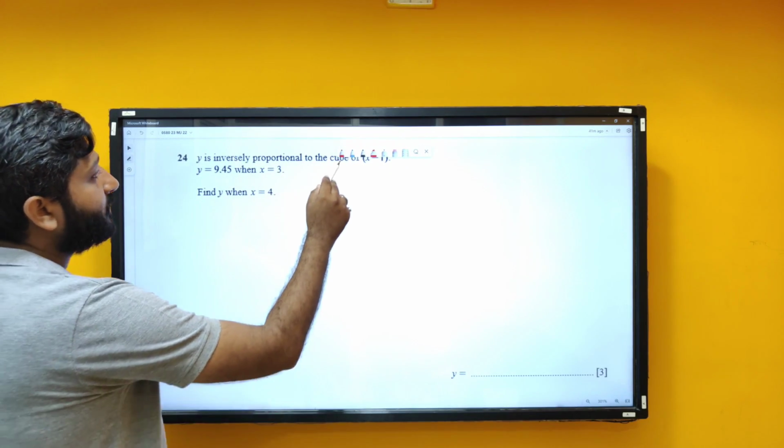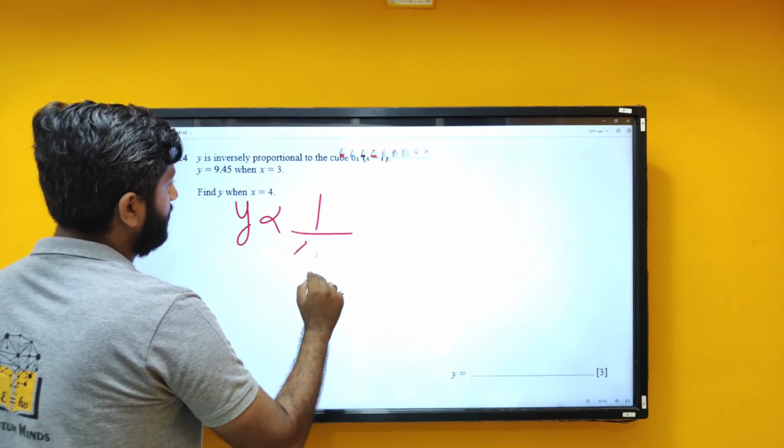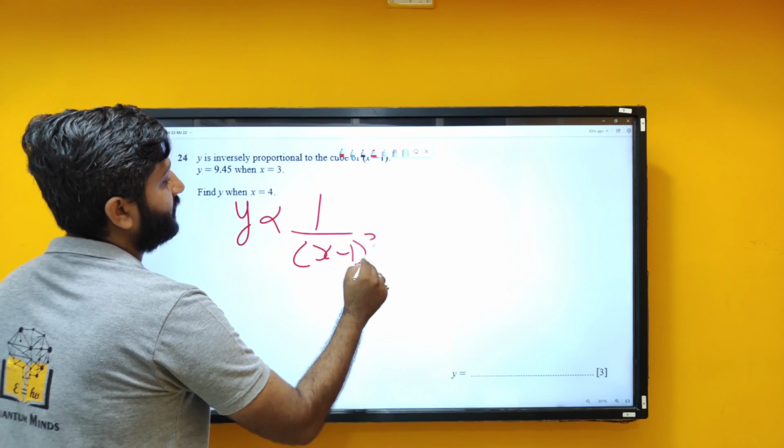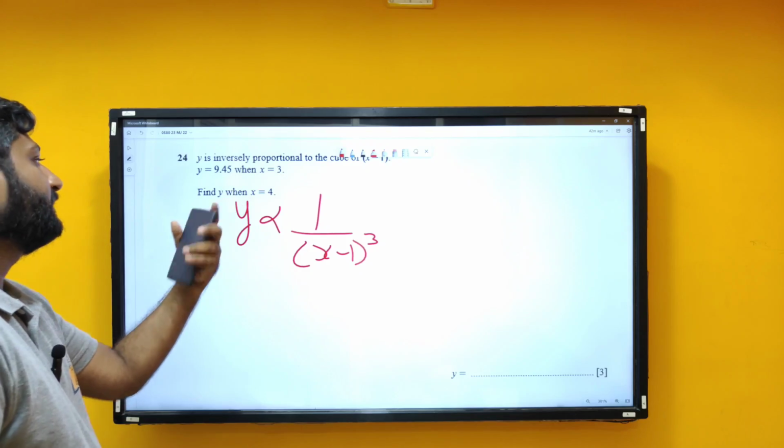Y is inversely proportional to cube of x minus 1. Okay. When y is 9.45 and x is 3, find y when x is 4.